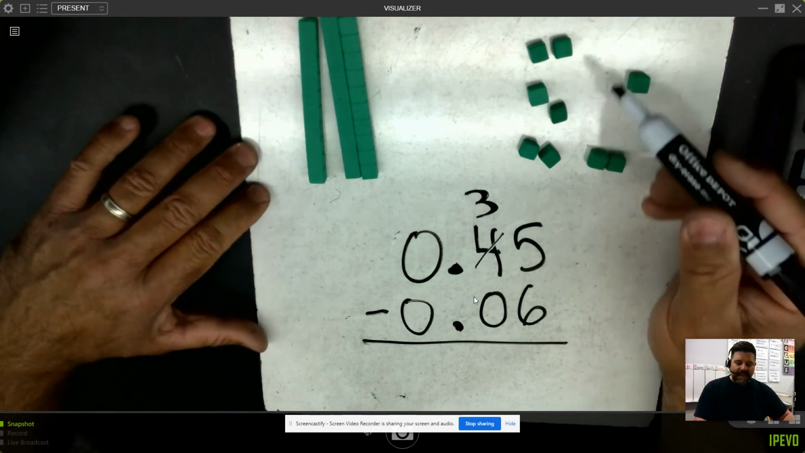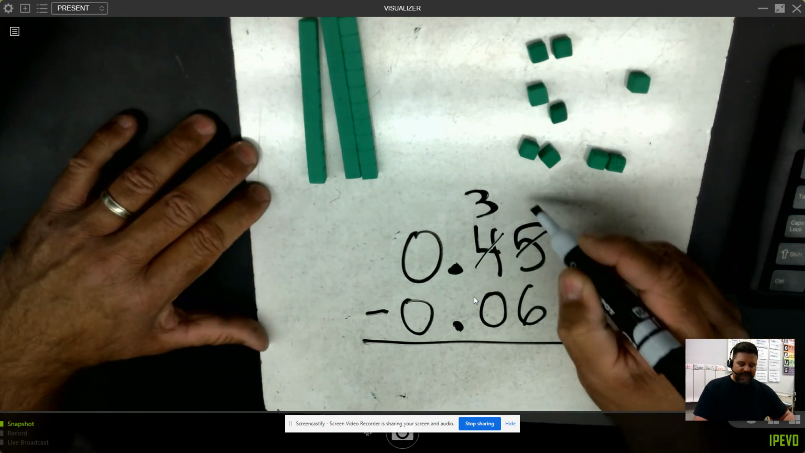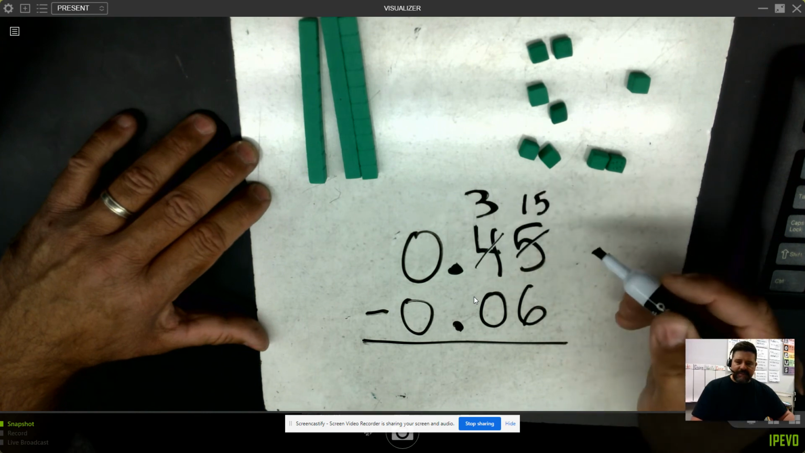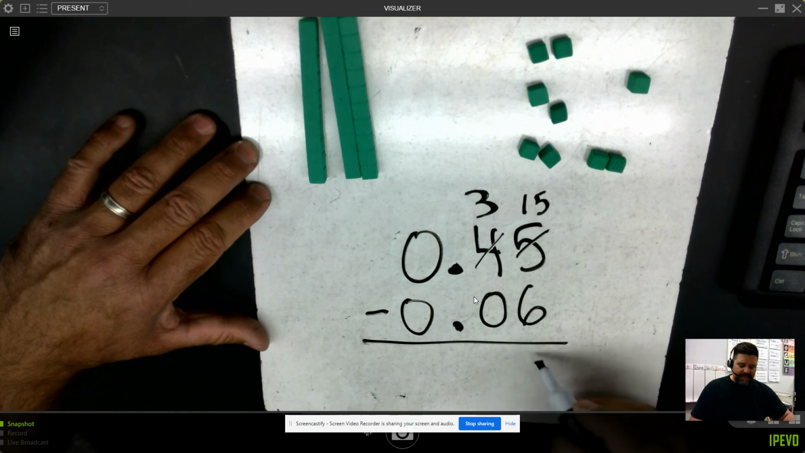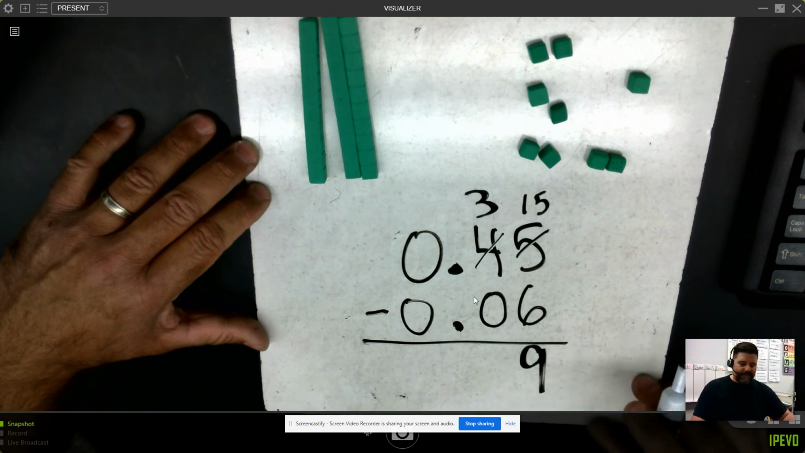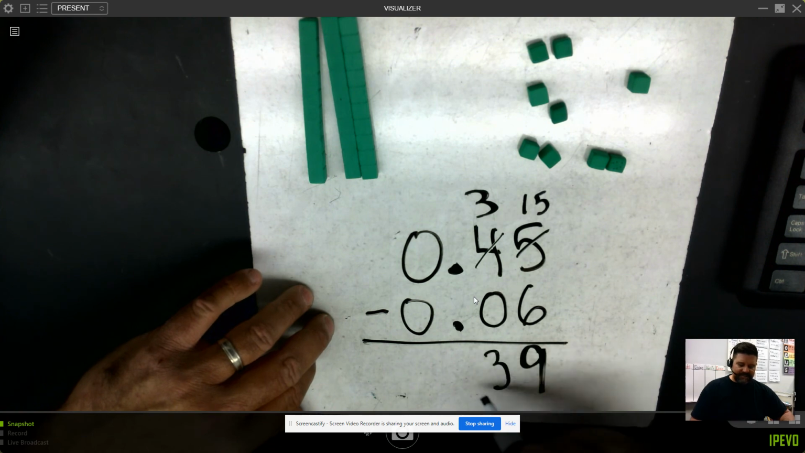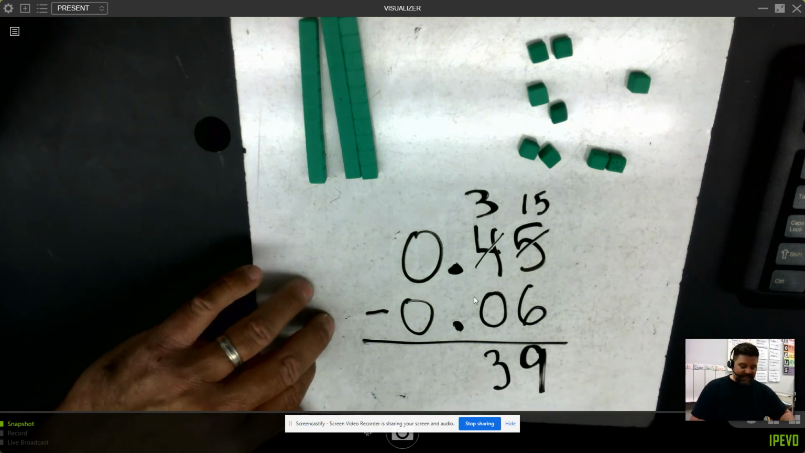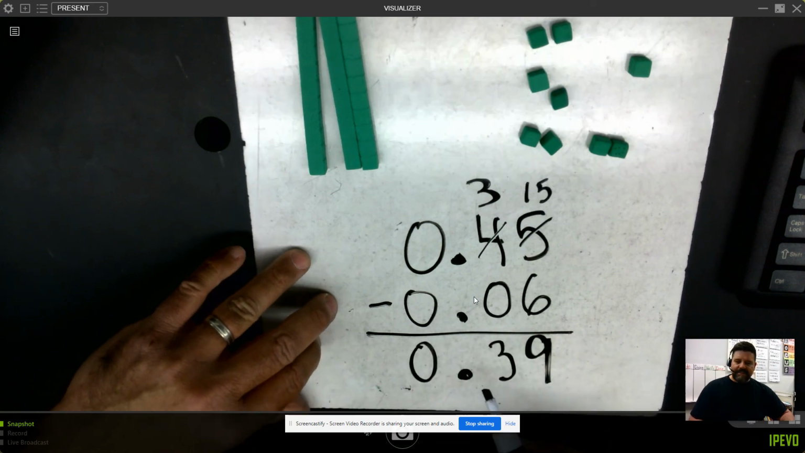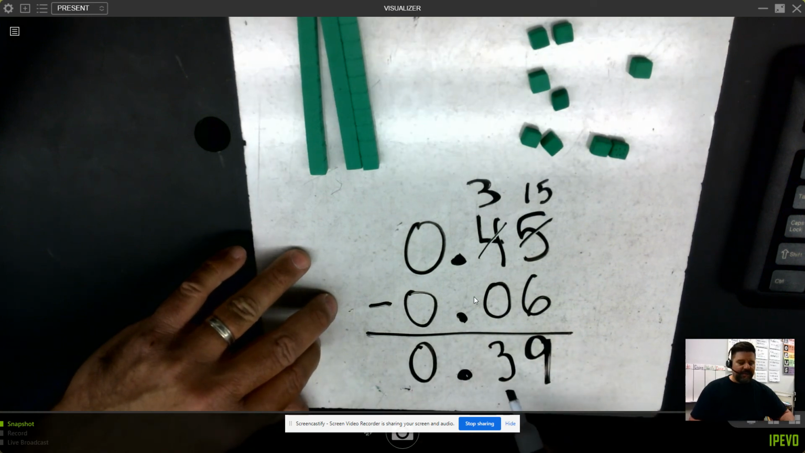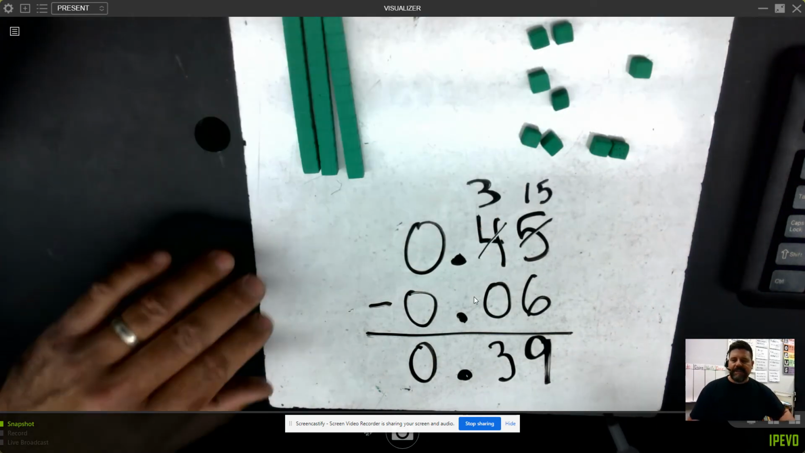I had 10 hundredths that I added to my 5 hundredths. I could say I had 15 hundredths. And 15 hundredths take away 6 hundredths leaves me with 9 hundredths. 3 tenths I'm taking nothing from. That remains 3 tenths. Don't forget your decimal to keep your place values straight. I have an answer, a difference of 39 hundredths. This would be 30 hundredths and 9 hundredths for 39 hundredths.